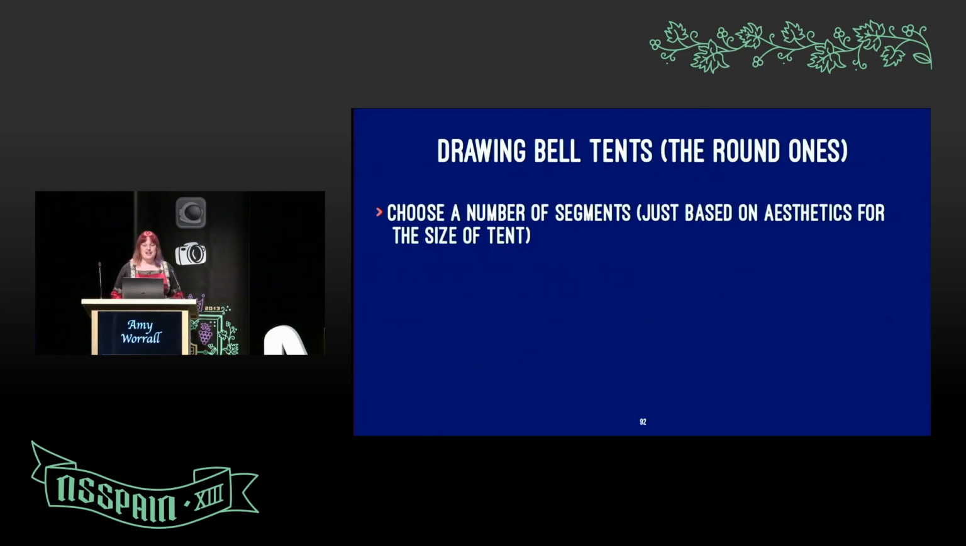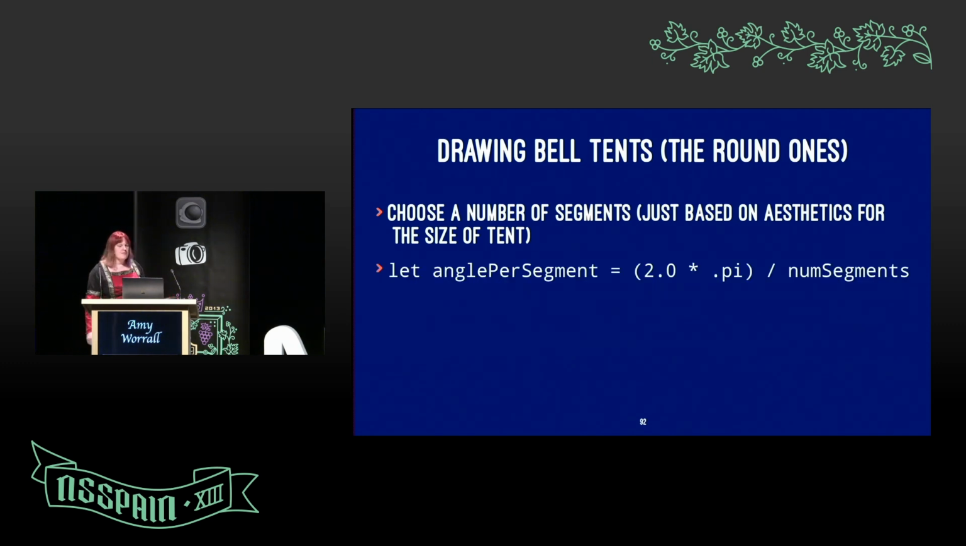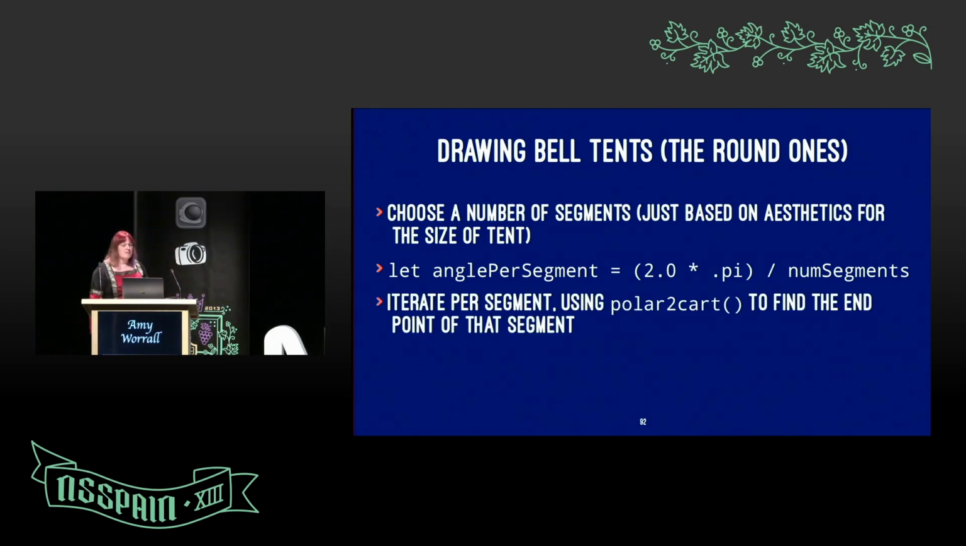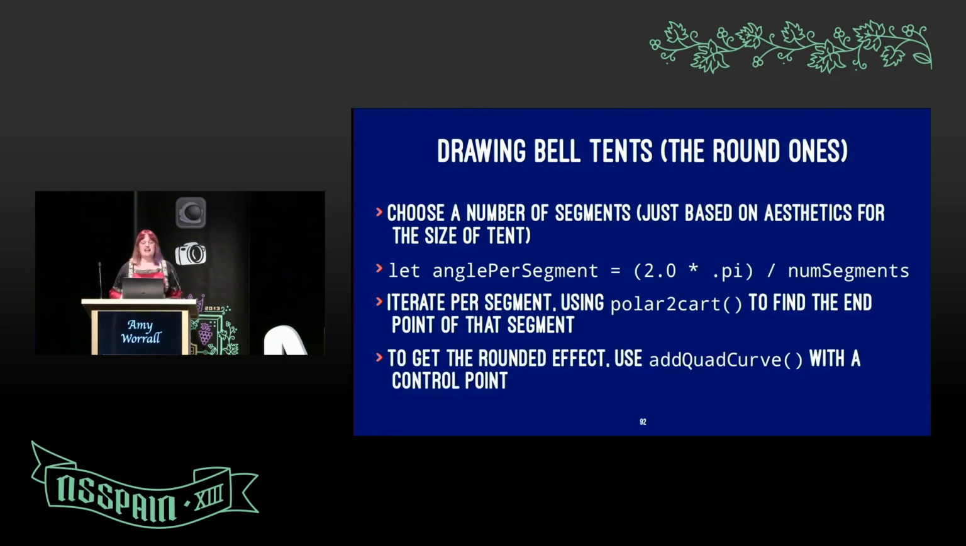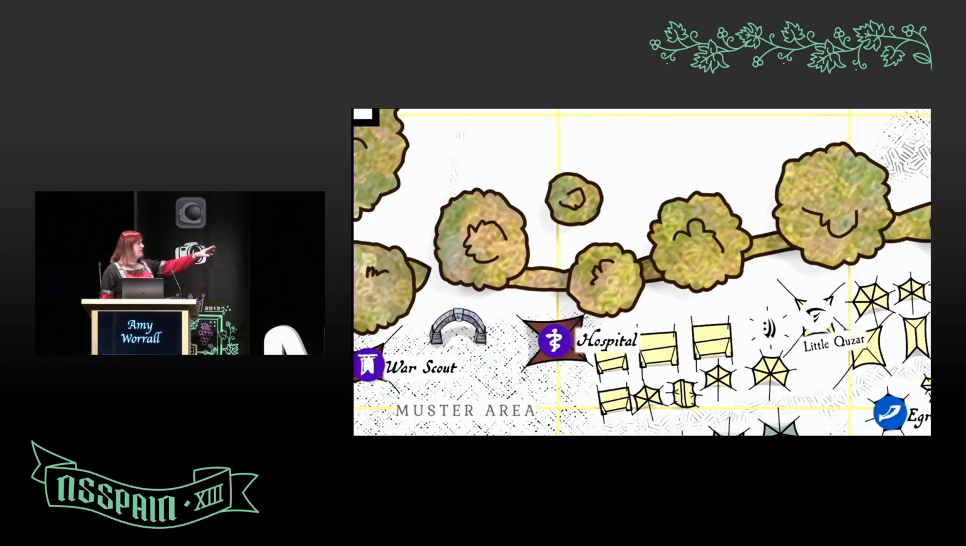So to draw my bell tent, I choose my number of segments, and it's just based on what looks good. Work out the angle per segment by dividing my 2 pi radians, which is the complete rotation, by the number of segments. Iterate per segment, use this polar to Cartesian helper function to find the point that's on the edge of that segment. And then I just draw a little Bezier path using add quad curve. That's Core Graphics' Bezier path function. And then I can draw nice bell tents, facing in whichever direction I like, that are the right size.